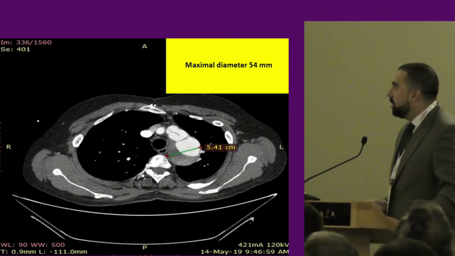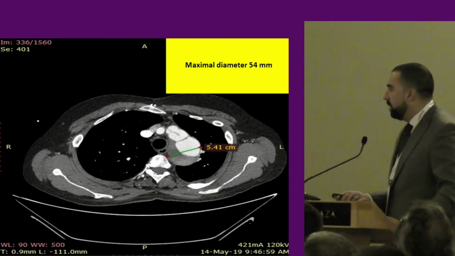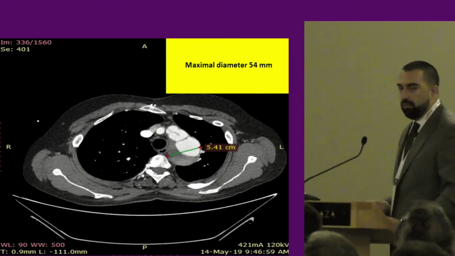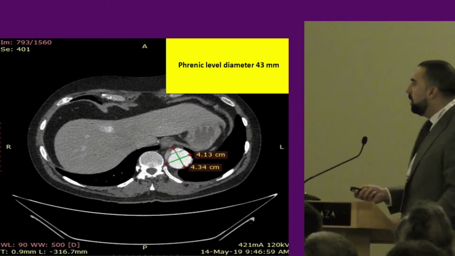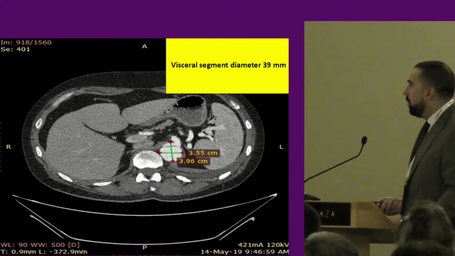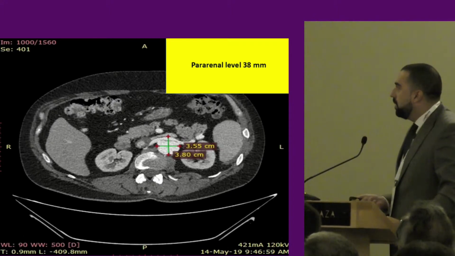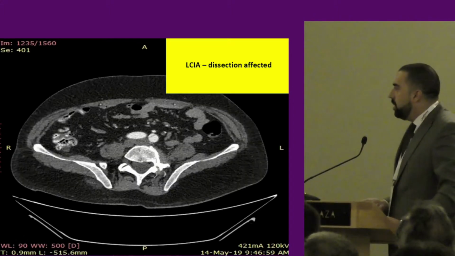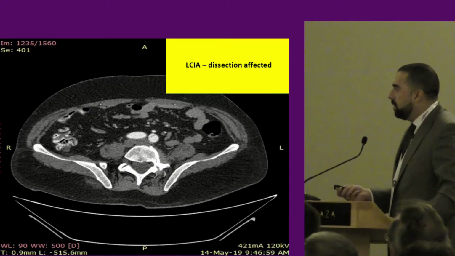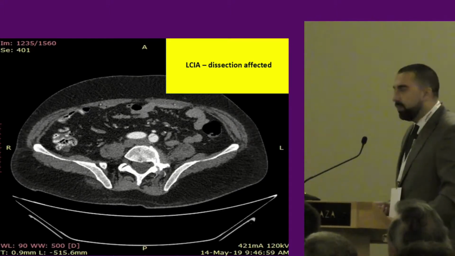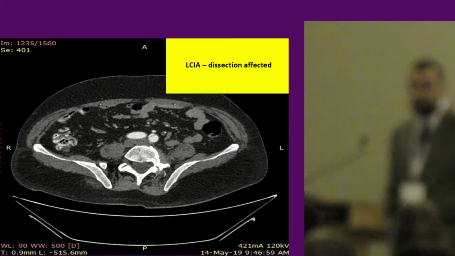The maximal diameter of the aorta is 5.4 centimeters at the beginning of the descending aorta, immediately after the origin of the left subclavian artery. The phrenic level diameter is 43 millimeters. The visceral segment diameter is about 4 centimeters, and the pararenal level is 38 millimeters. As you see here, the dissection is propagated to the left iliac artery. What would you do with this patient?